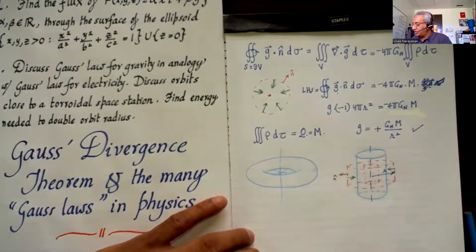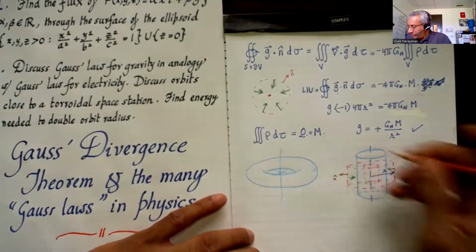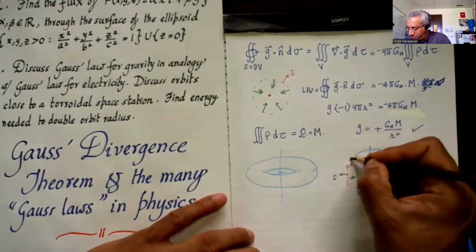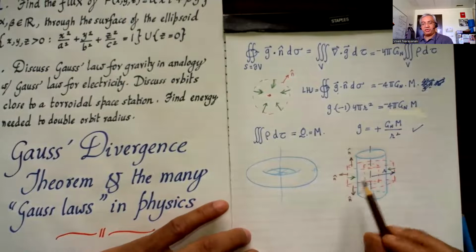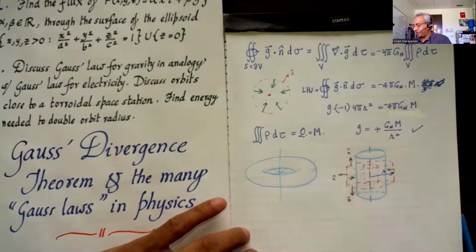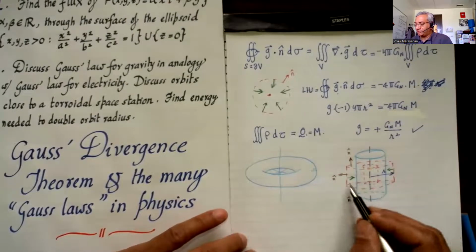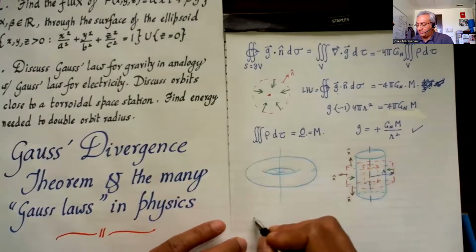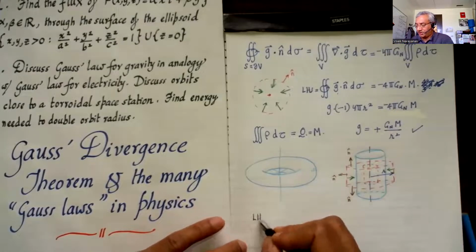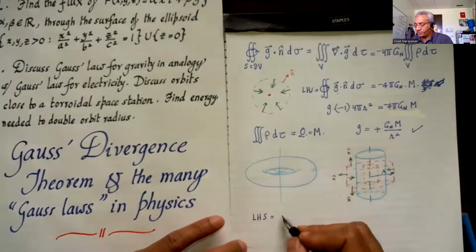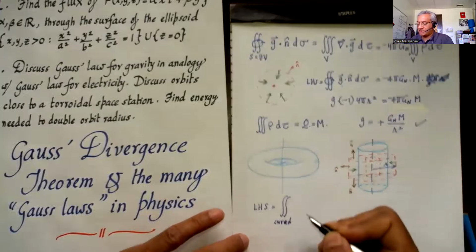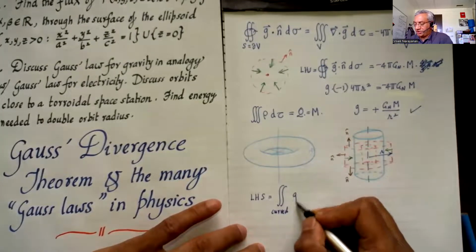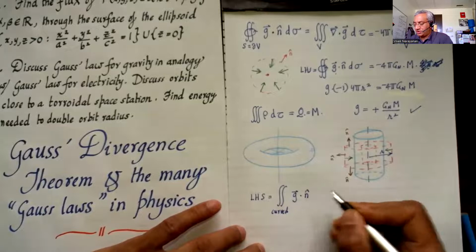And then over here, the normal vectors on the ends are going to be like this, and they will produce a zero contribution because the flux will not leak from there. So the entire flux is trapped from the curved surface only. So the left-hand side of Gauss's law is just going to be the flux through the curved surface of G dot n d sigma.